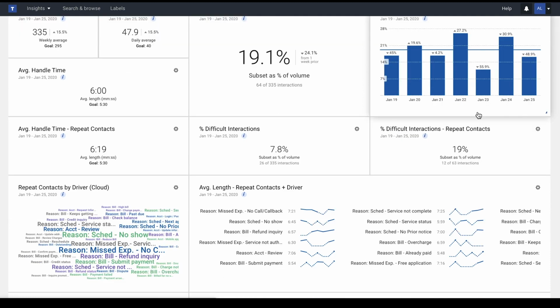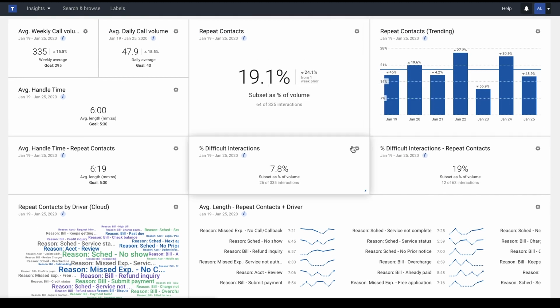A good effort to also keep track of when it comes to repeat contacts is the percentage of your difficult interactions. And the way Tether tracks that is if the call has a Tether effort index score of less than 4, it means it lands in that difficult interactions bucket. So right now we're sitting at 7.8% of the calls are labeled as difficult interactions. And then we can also see how the mention of repeat contacts from the customer impacts that percentage. So when a customer is talking about that they repeatedly contacted you, the percentage of difficult interactions actually goes up from 7.8 to 19%.